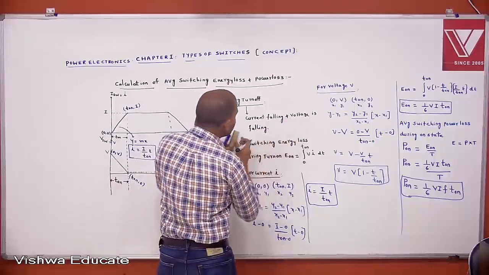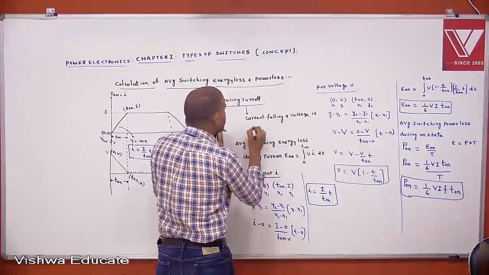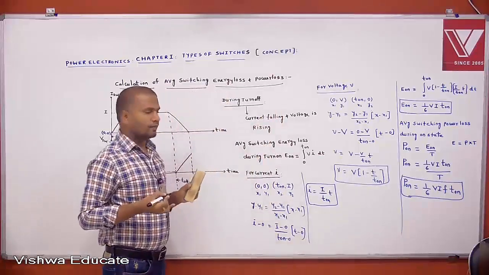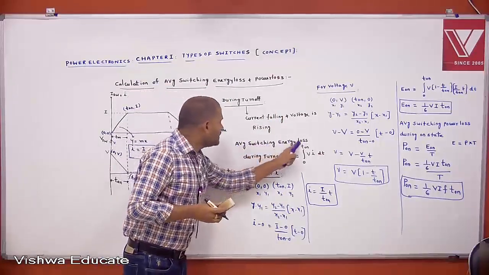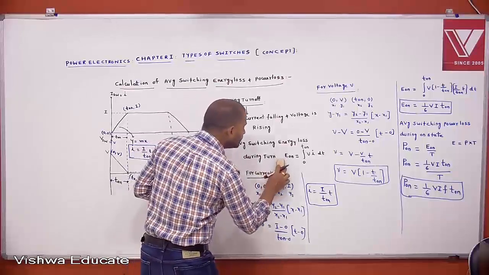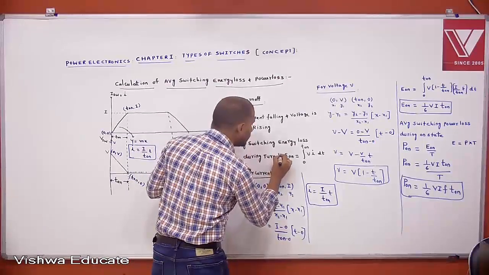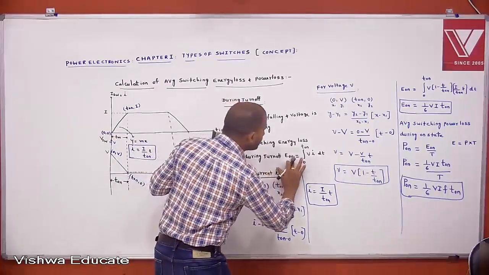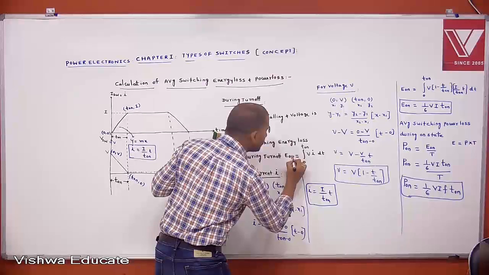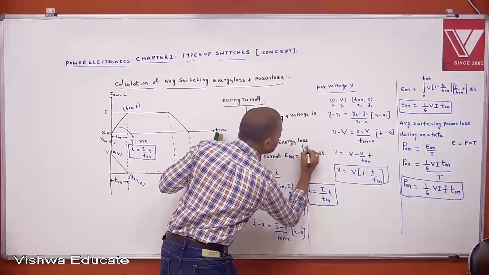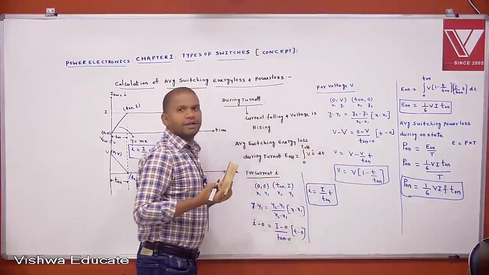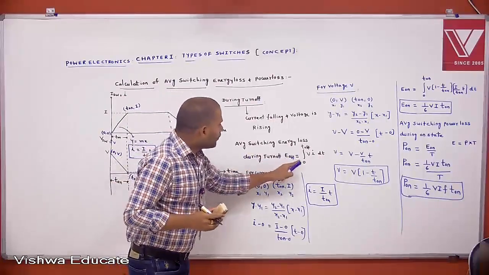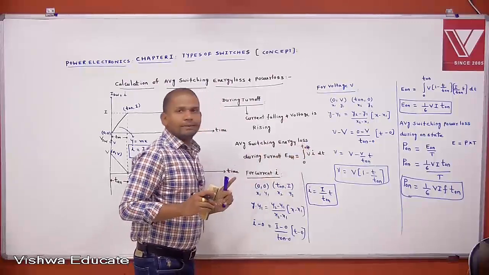And voltage is rising. Yes. Average switching energy loss during turn off. That is off state energy loss. You take T off. Off state energy loss, it's okay. Then E off equal to integral 0 to T off of Vi dt.